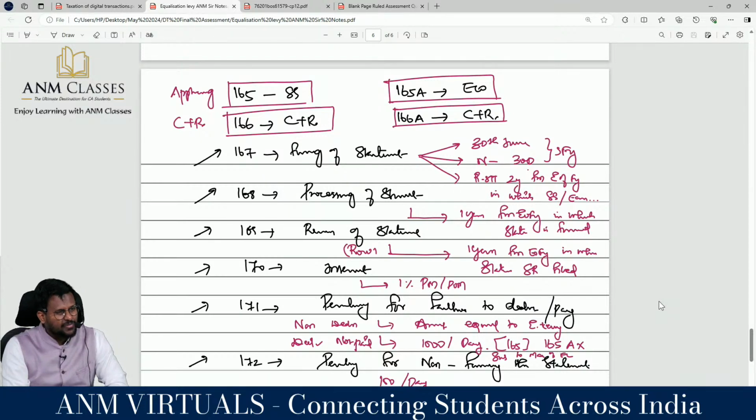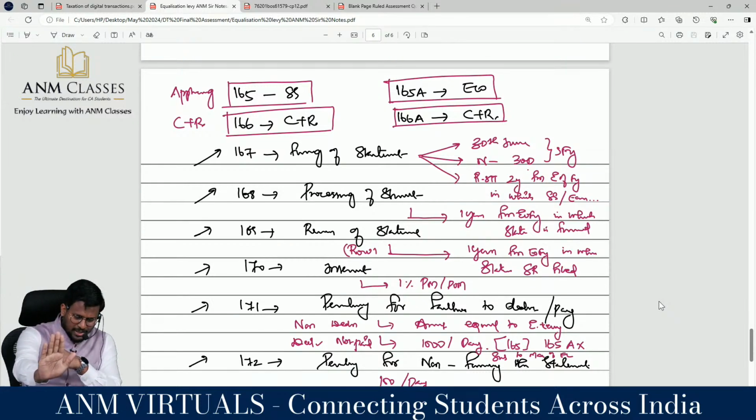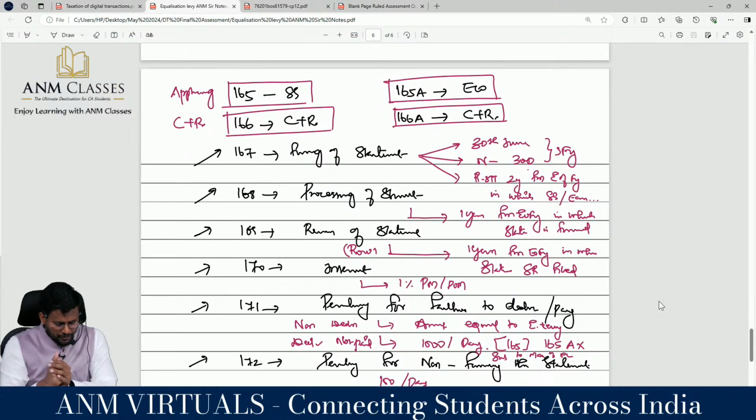169 is what? Revision of the statement. Correct? It is 1 year from the end of the financial year in which the statement sought to be revised has been filed. That means after you process the statement, if that statement contains any mistake apparent from record, then that can be rectified under section 169. So 169 is talking about rectification of the statement. So 167, filing of the statement. 168, processing of the statement. 169, rectification of the statement.